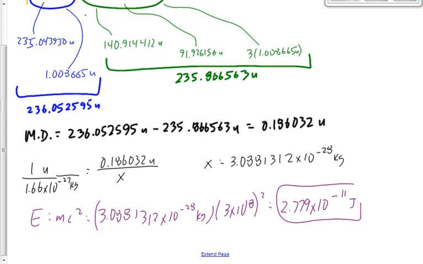Is that okay? I mean, it looks like quite a bit of work here, but really, when you take a step back from it, all we got to do is add some numbers together, then subtract a couple numbers, and then multiply it by c squared. Or maybe do a conversion in there from atomic mass units to kilograms.